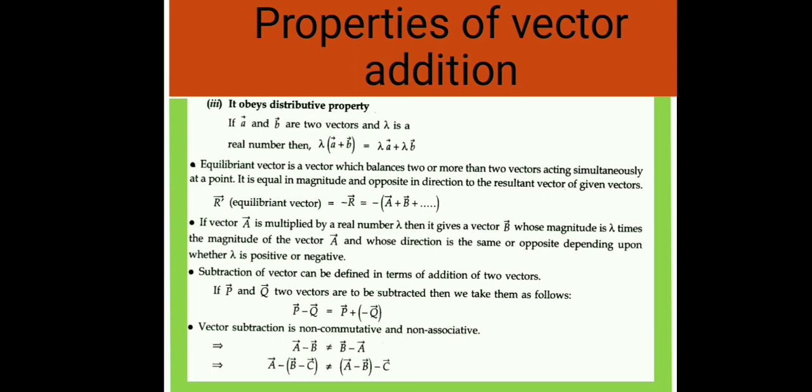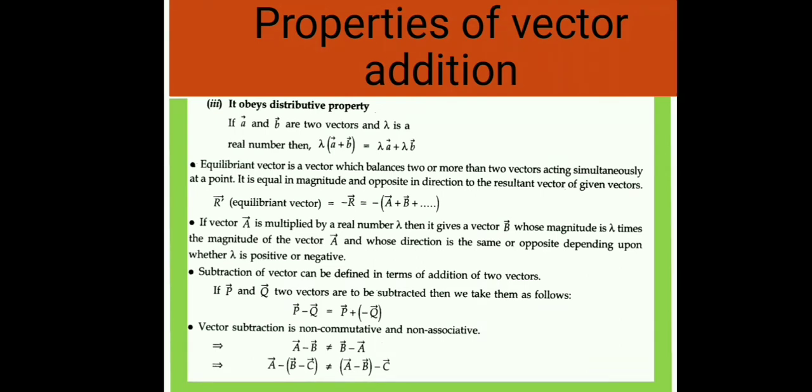If vector a is multiplied by a real number lambda, then it gives a vector b whose magnitude is lambda times the magnitude of the vector a, and whose direction is the same or opposite depending upon whether lambda is positive or negative.